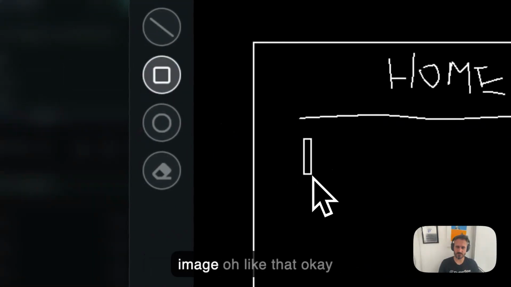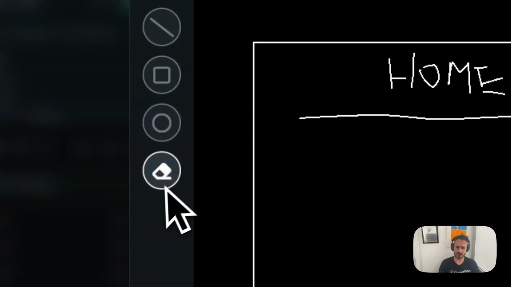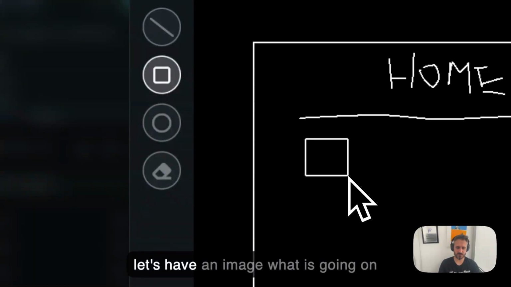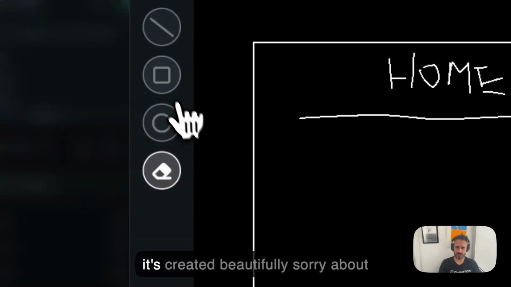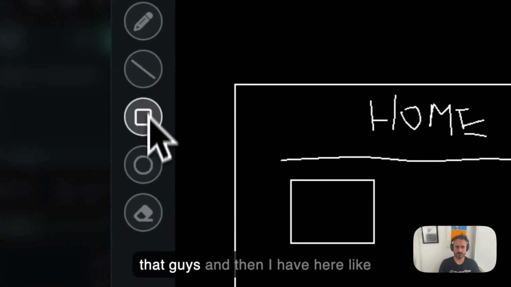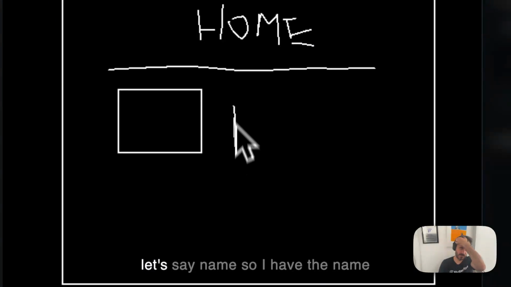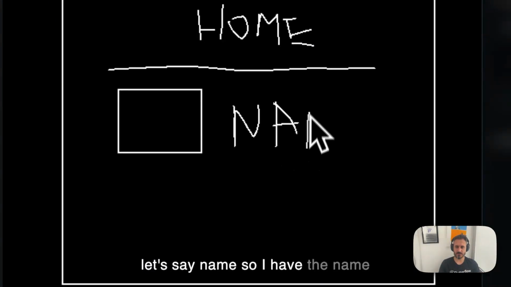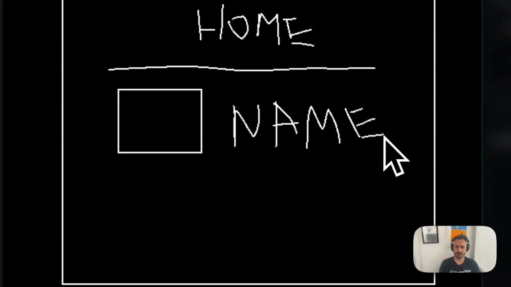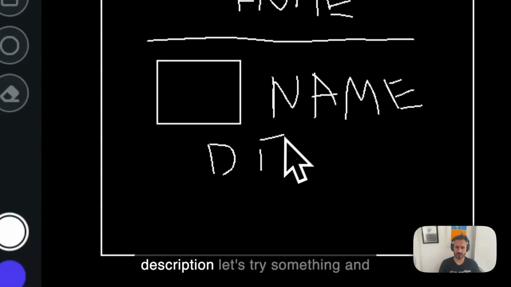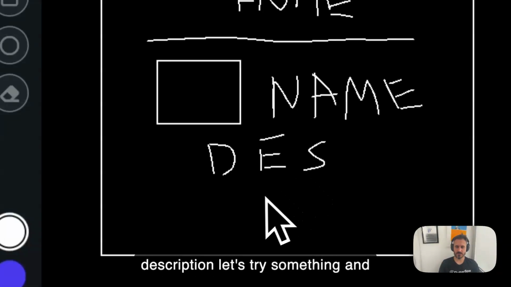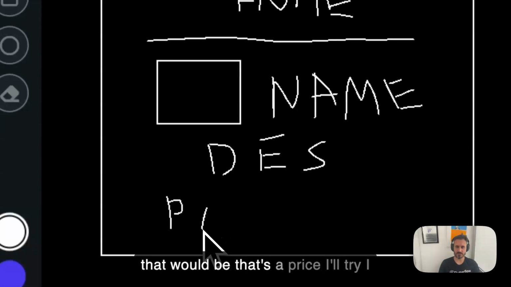So let's have the image. Oh, not like that. Can I delete that? I can. Okay. So let's have an image. Let's create a beautiful image. Sorry about that, guys. And then I have here, let's say name. So I have the name. And then underneath, I'll have something like description. Let's try something. And that would be, let's say, price.